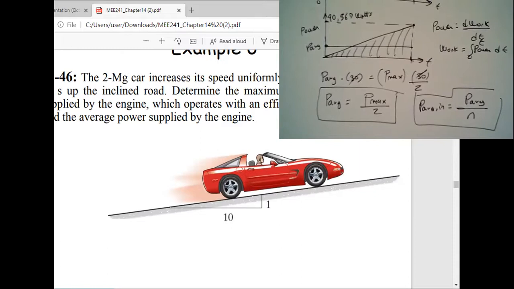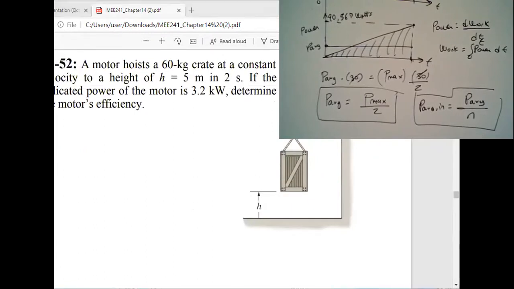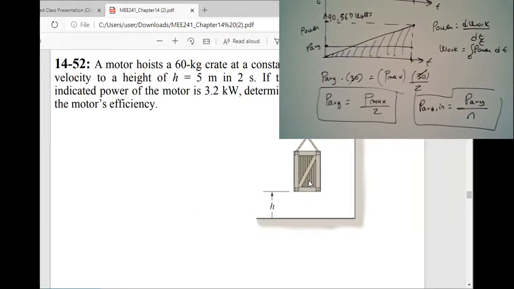Okay, guys, let's do one more problem. Here, basically, what we have is a hoist system, and the motor is lifting a 60 kilogram crate at a constant velocity to a height of 5 meters in 2 seconds. And if the power of the motor is 3.2 kilowatts, we need to find the motor efficiency.